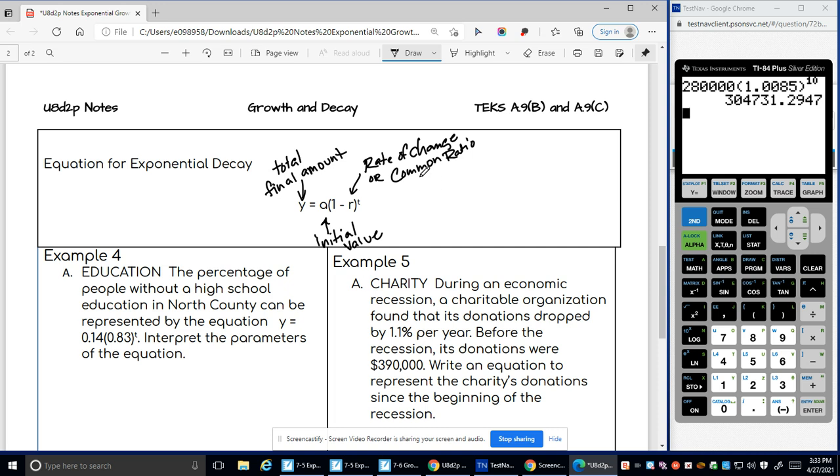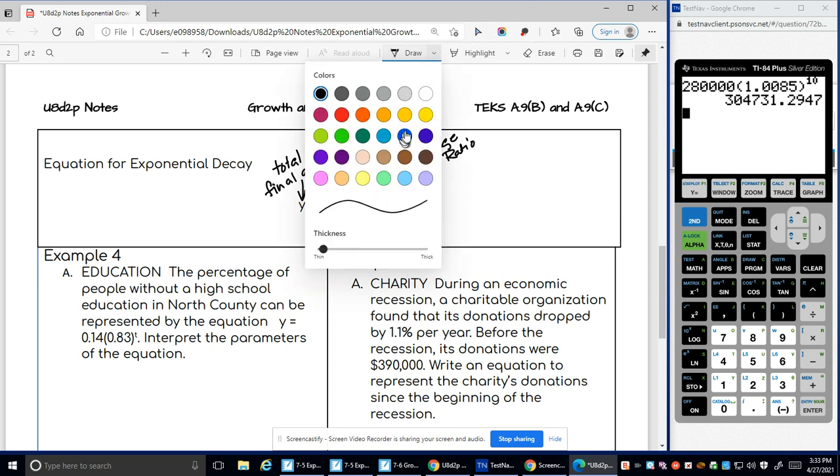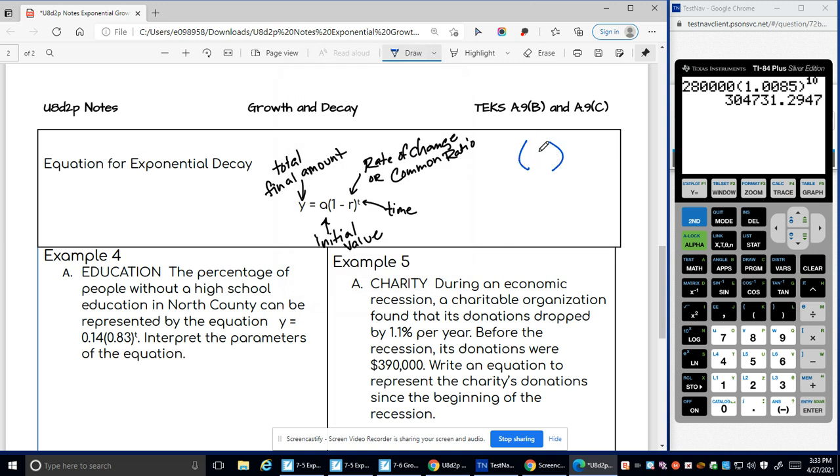Let's see. So, and then finally, of course, this is still time. And the thing that I would keep in mind is that if you have a value inside of the parentheses that is less than 1, you know you are dealing with decay. Okay.